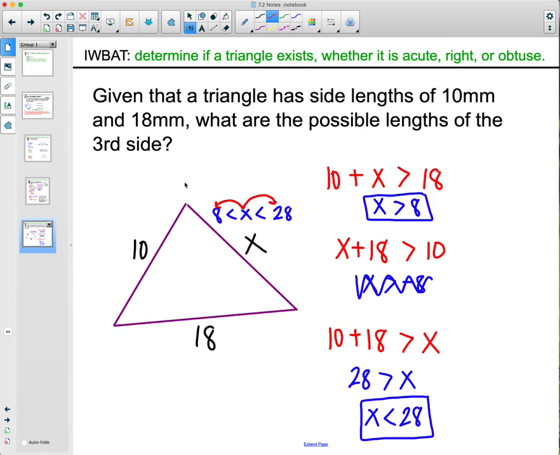And a shortcut to this is that you just add these two numbers together and subtract them. So when you do 10 plus 18, you get 28. And when you do 18 minus 10, you get 8. So you get the upper limit and the lower limit just by adding and subtracting those.